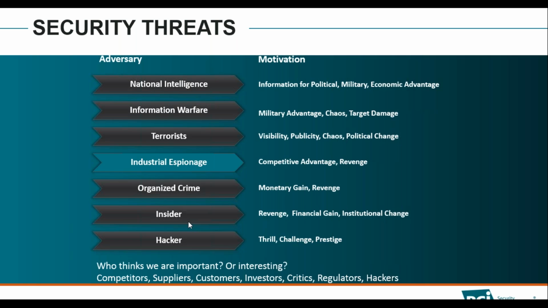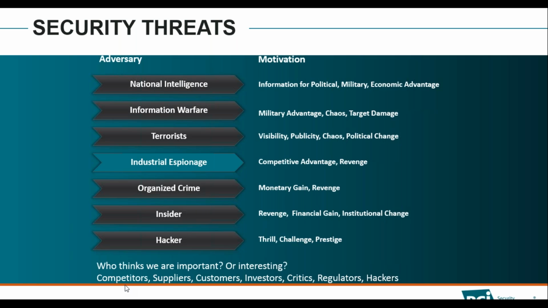More often than not, it's the industrial espionage that we get to see everywhere. Industrial espionage goes everywhere. So that's where the problem lies. There are, of course, organized crime and insider threats and stuff, terrorist information warfare, but the prime issue always becomes industrial espionage.